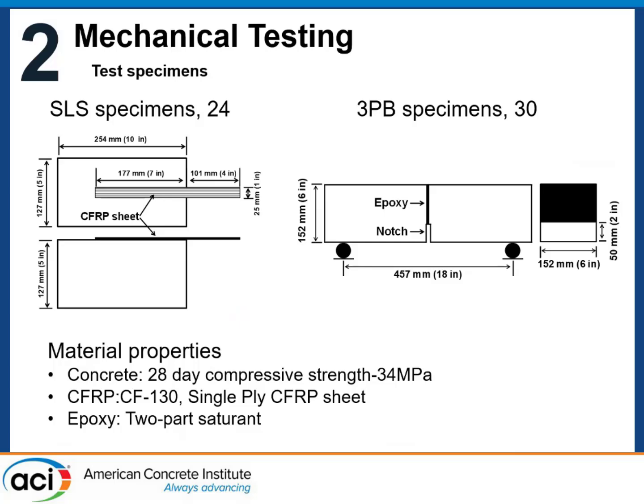So, a quick recap of the testing that he did. You have all the properties in here. 24 single lap shear specimens were tested, and 30 3-point bending specimens. Material properties are indicated here. I see they're all in international units, since he's in South Korea, no longer at Penn State. But these are the typical standard specimens. For somebody's interest, I see a 7-inch bonded length of the FRP on the single lap shear specimen.